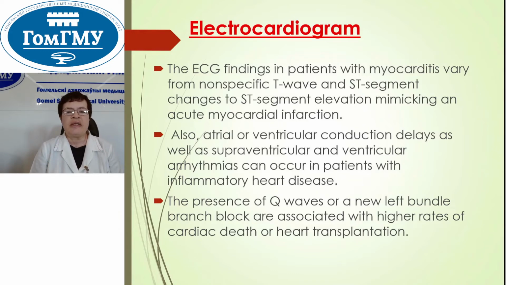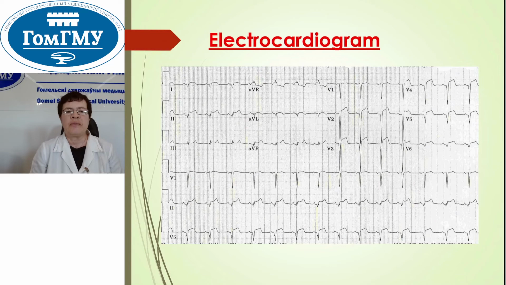Electrocardiogram. The ECG findings in patients with myocarditis vary from non-specific T-wave and ST segment changes to ST segment elevation mimicking an acute myocardial infarction. Also atrial or ventricular conduction delays as well as supraventricular and ventricular arrhythmias can occur in patients with inflammatory heart disease. The presence of Q waves or a new left bundle branch block are associated with high rates of cardiac death or heart transplantation.